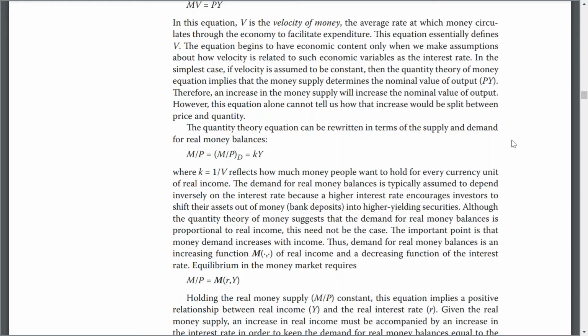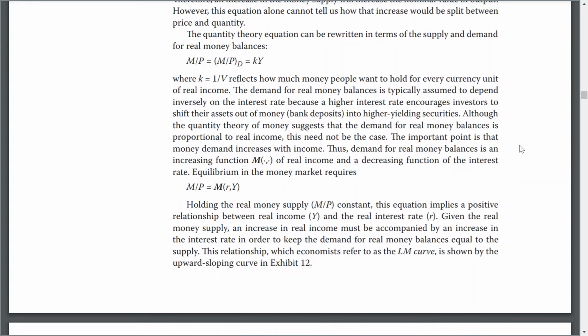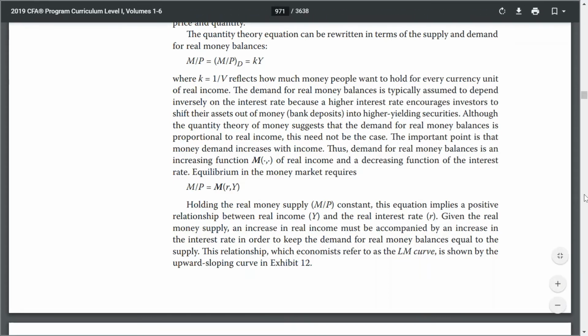The quantity theory equation can be rewritten in terms of supply and demand for real money balances. M divided by P is equal to KY, where K, equal to 1 divided by V, reflects how much money people want to hold for every current unit of real income. The demand for real money balances is typically assumed to depend inversely on the interest rate, because a higher interest rate encourages investors to shift their assets out of money or bank deposits into high-yielding securities. Although the quantity theory of money suggests that the demand for real money balances is proportional to real income, this need not be the case.